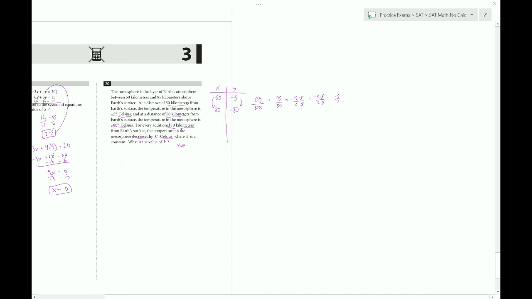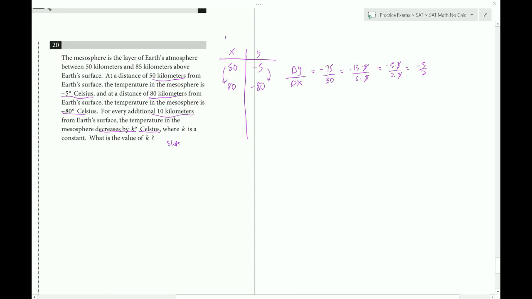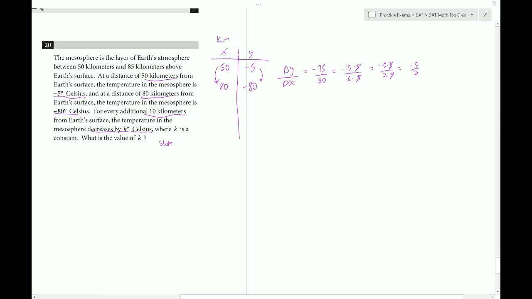And they're saying for every 10 kilometers, this is the kilometer side, and this is the Celsius side. So they want the change in x to be 10 kilometers. So I'm going to write that on the bottom here, and we want this change in y to be k. So we set up this proportion and solve for k. So we get negative 50 after cross multiplying equals 2k. Divide by 2 on both sides, we get negative 25 equals k. So there's our value for k.